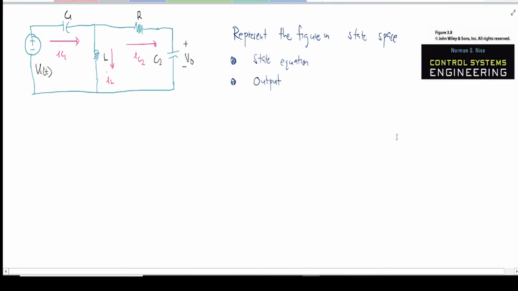Hi guys, today in this video we will try to solve this and represent this figure in state space. So in this video we will find the state equation and then the output of this figure. Okay, so let's begin.